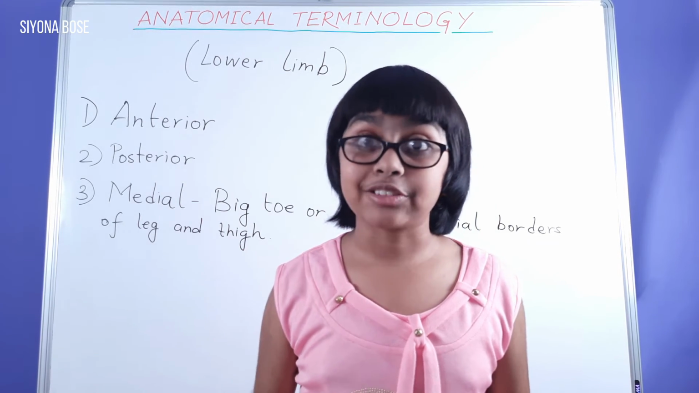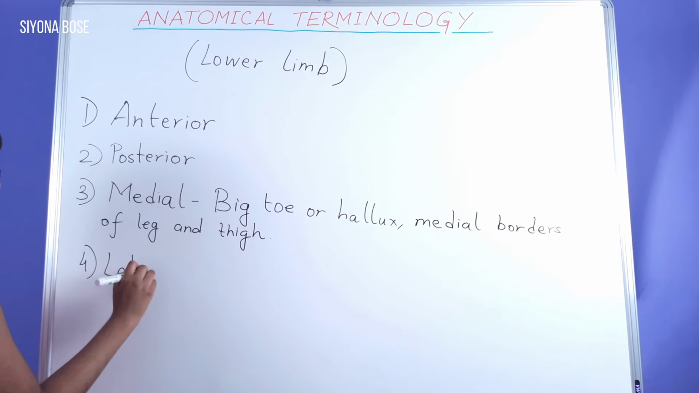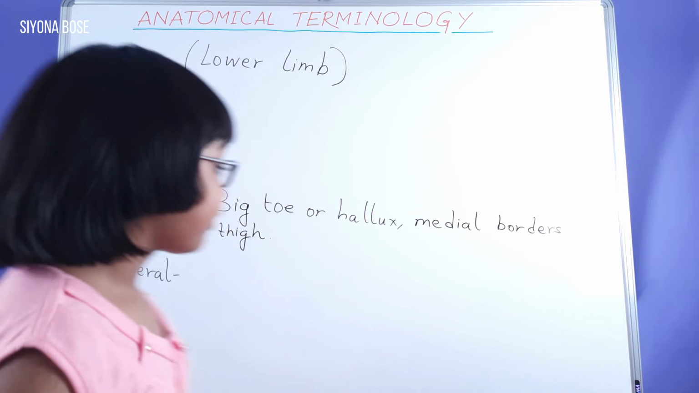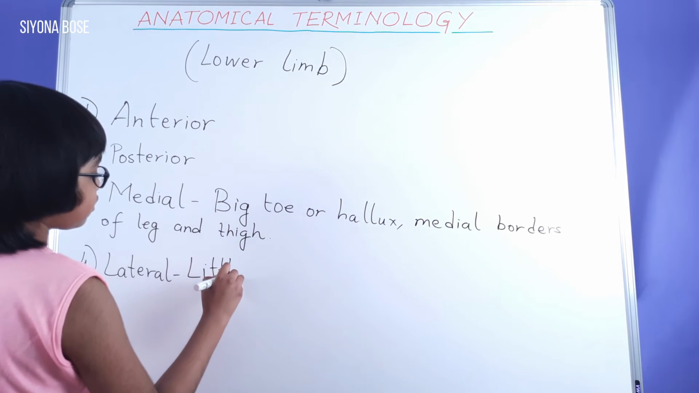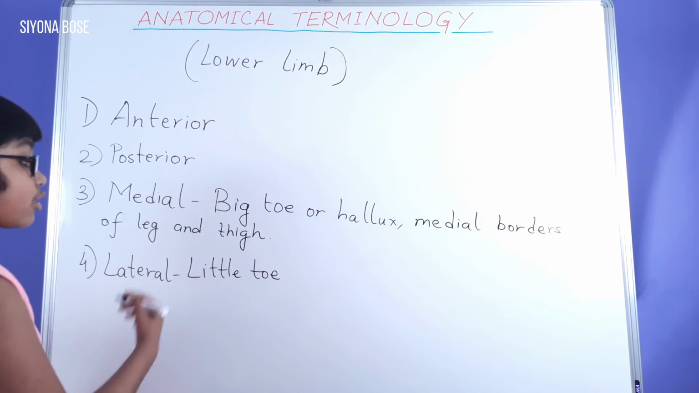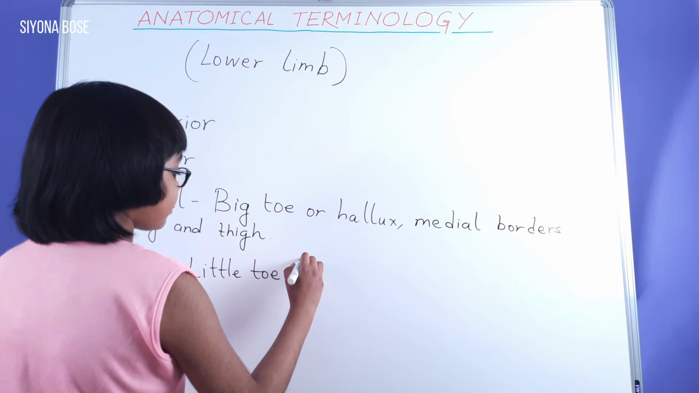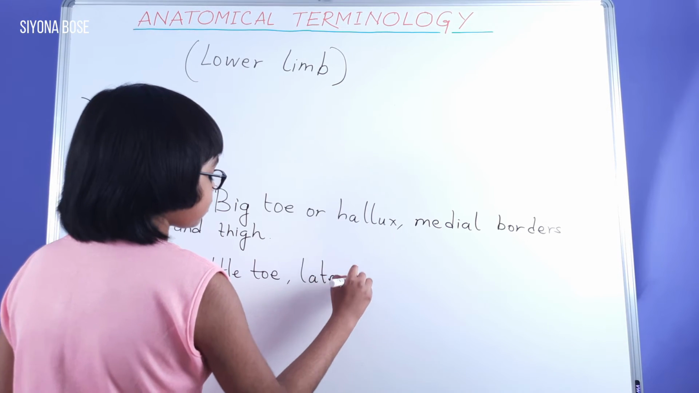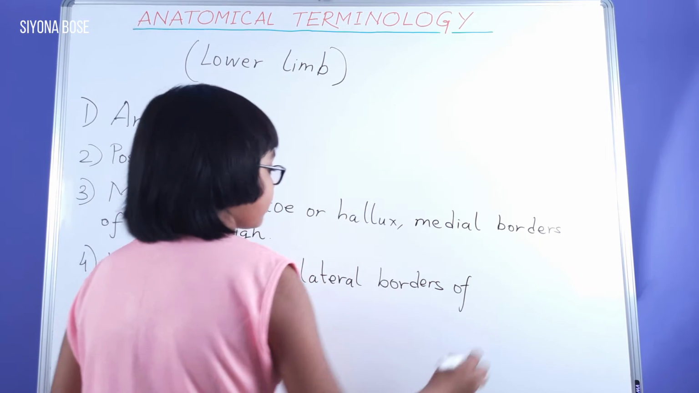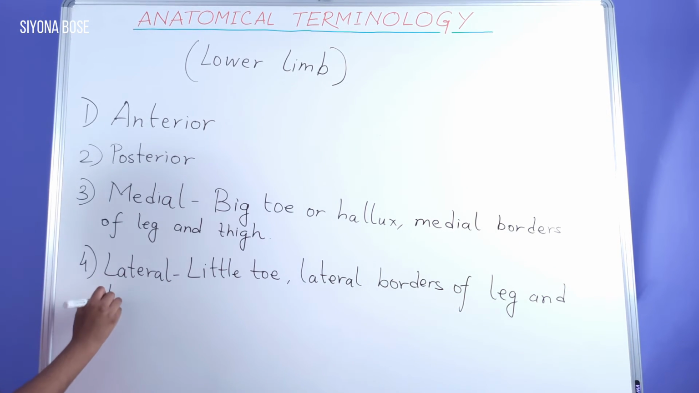Moving on to lateral. Number four, lateral. And the lateral consists of the little toe, and the lateral borders of the leg and thigh. Lateral borders of leg and thigh.